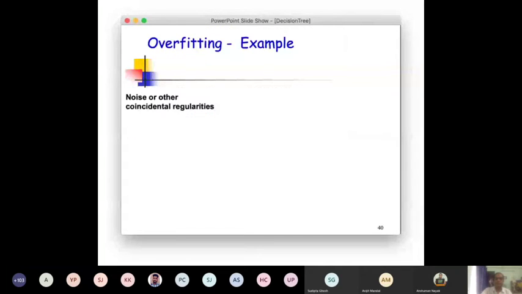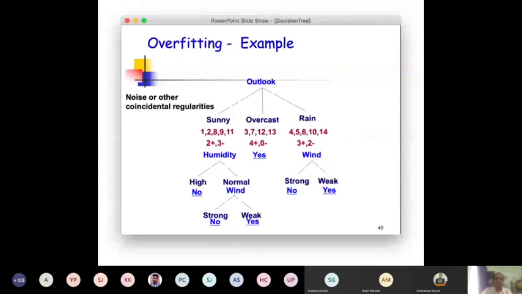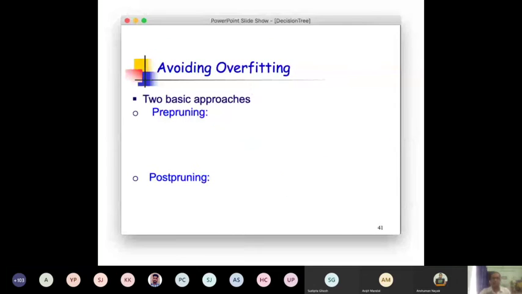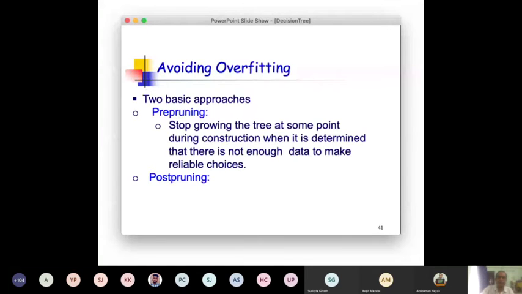So this I will be skipping, because this example I discussed in the previous class. I will be quickly going through some of the topics which we discussed here. So we mentioned two basic approaches. One is the pre-pruning approach, another is the post-pruning approach.